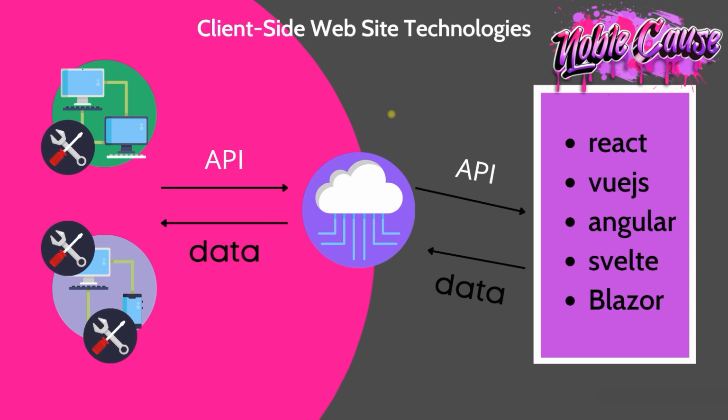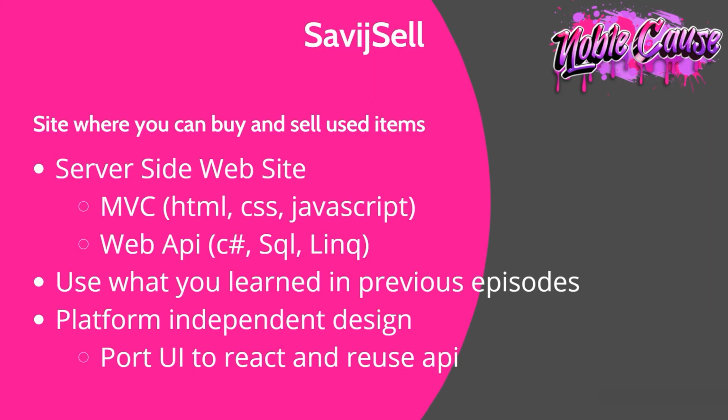So what are we going to do? What we're going to do is create a product called Savage Sell. Savage Sell is going to be a site where you can buy and sell your used items. I'm sure you've seen other apps like this already, but it seemed like something that would be fun to build.